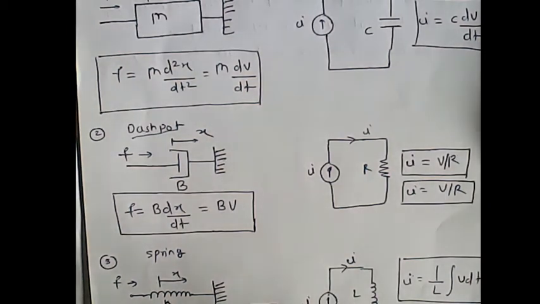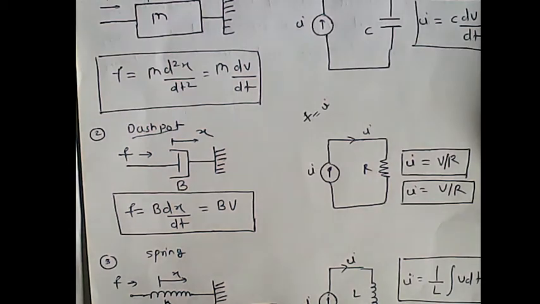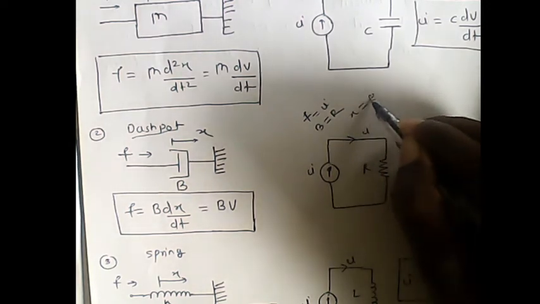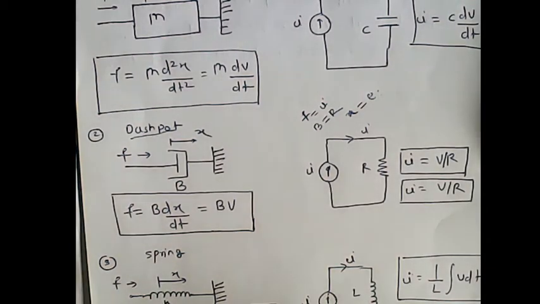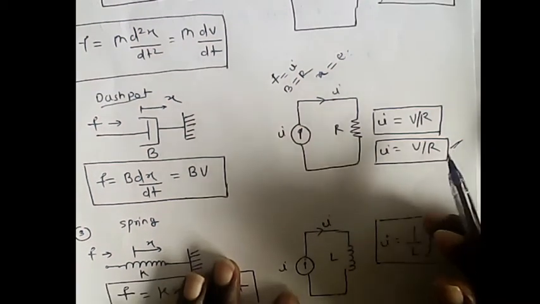So here F is mapped into electrical current, the friction constant B is mapped into resistance, and displacement is mapped into electrical voltage. So X is the displacement, E is your electrical voltage. So I is mapped into force, friction constant B is mapped into resistance, and displacement X is mapped into electrical voltage. So what is the relation between these? So I equal to V by R. So this relation is given by this circuit.